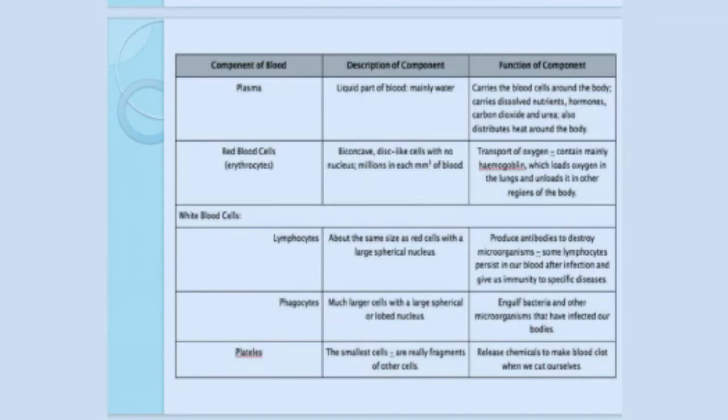The next important part of our blood is platelets. These are the smallest cells. These are really fragments of other cells. They release chemicals to make blood clot when we cut ourselves.